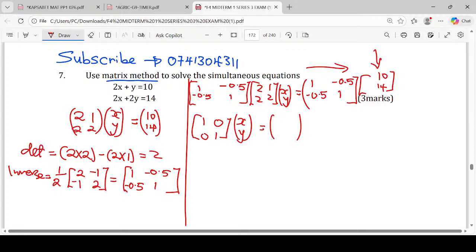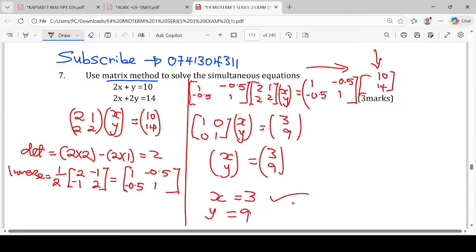This is going to give you 3. Then in the next one we have negative 0.5 times 10 plus 1 times 14. This is going to give you 9. So when you have it that way, this means that [x; y] is equal to [3; 9]. And this clearly tells you that the value of x is equal to 3 and the value of y is equal to 9. By doing it like that, you would have solved a system of equations using the matrix method.